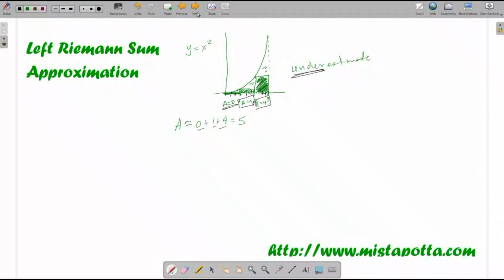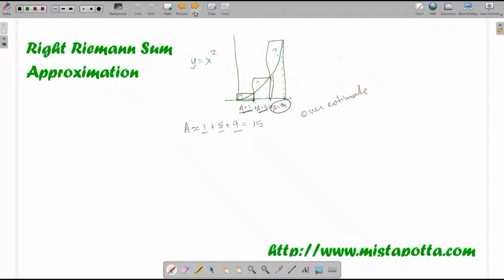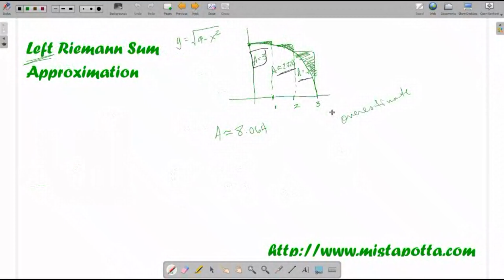And the other thing to consider is that in this case, my left Riemann sum was an underestimate, but in the case of 9 minus x squared, my left Riemann sum was an overestimate. So it's not the case where a left Riemann sum is always going to be an underestimate or always going to be an overestimate. It really does depend on how our function looks. It depends on whether or not we are increasing or decreasing. It also depends on the concavity. But those are things we're going to talk about in our next lecture.